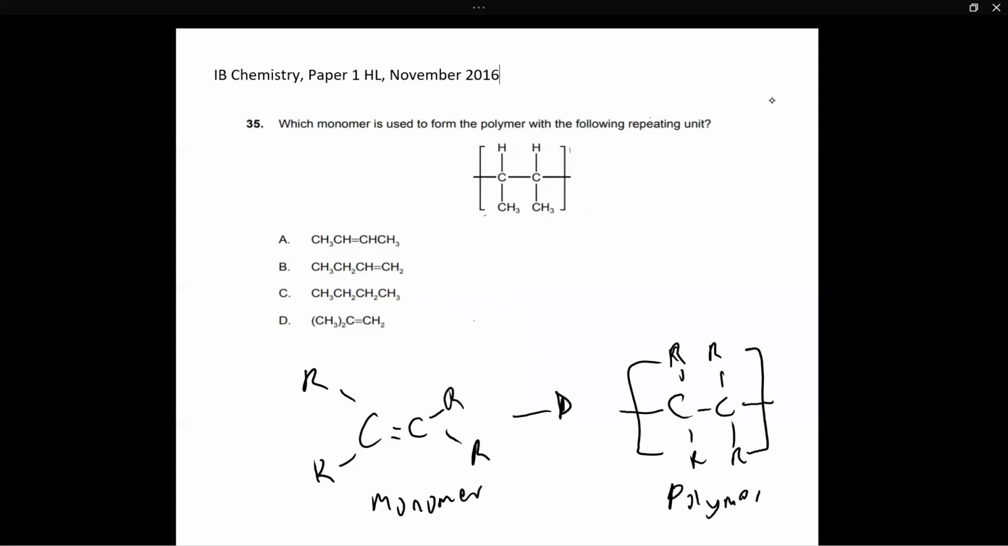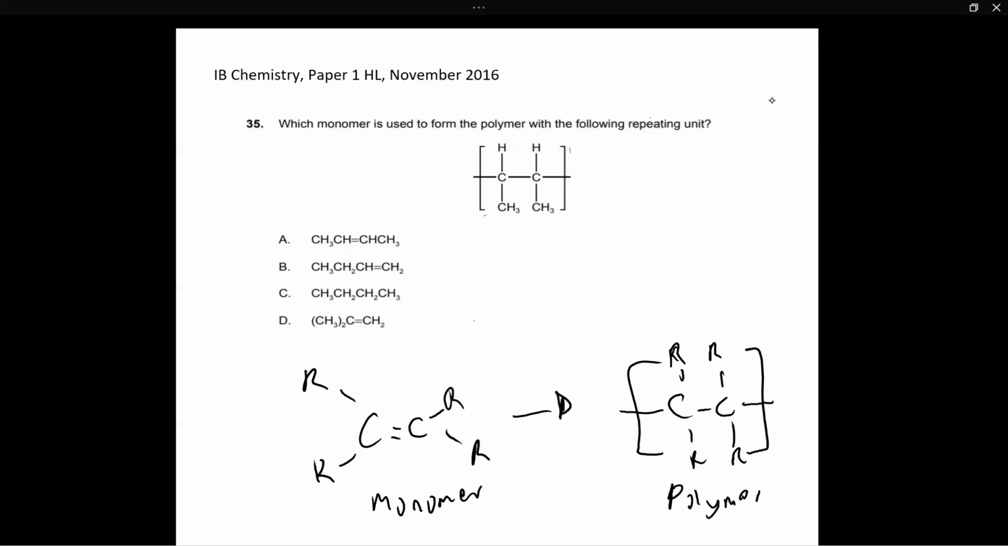This bracket notation is our way of telling you that it's a polymer, because obviously we can't draw many monomers and the full polymer. It's just not possible to draw it, right? It takes up too much space. It's a waste of time. So we come up with an easier way. We just notate it like this with brackets.